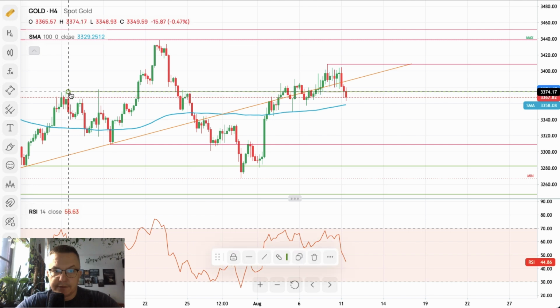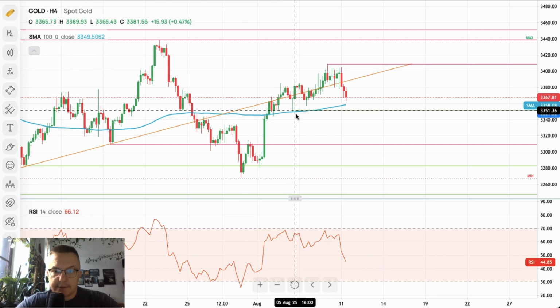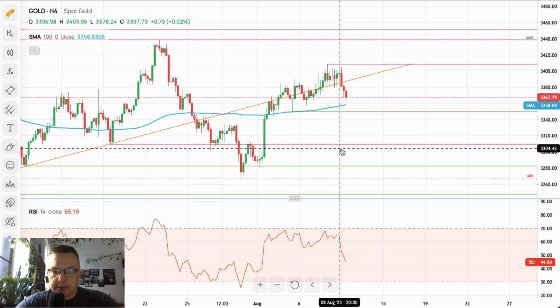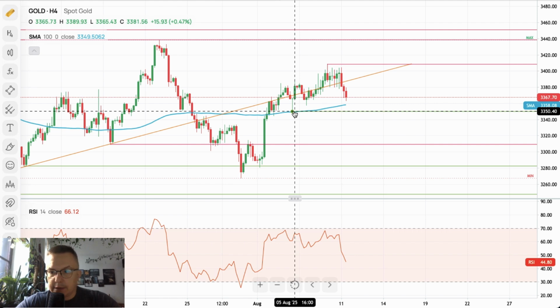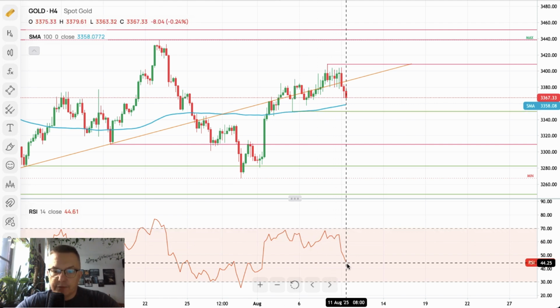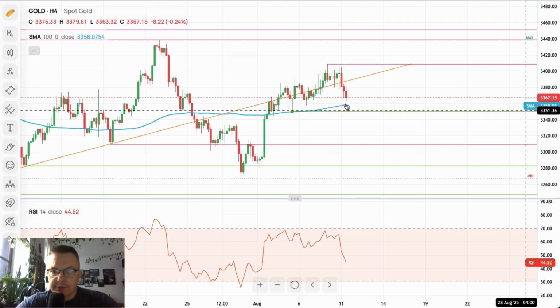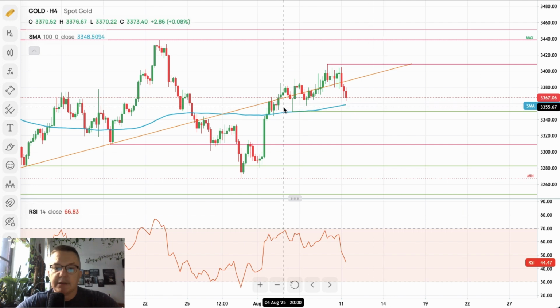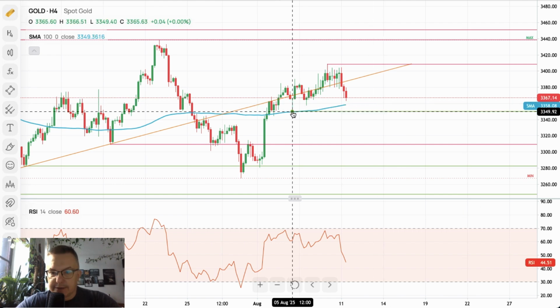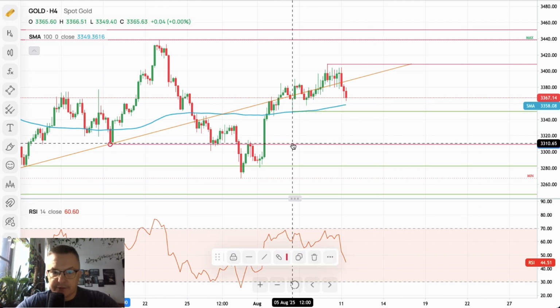So let me just move this level towards that low here, 3,350. Very sharp change in the momentum to the downside. So the bears are in charge of the market. We are approaching 100 periods moving average on 3,358. Technical support, local technical support at 3,350.